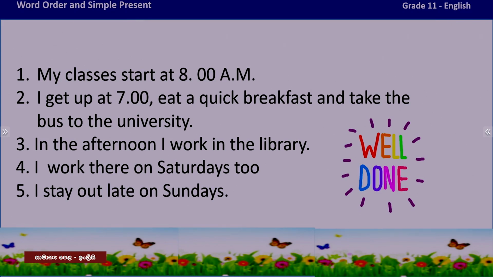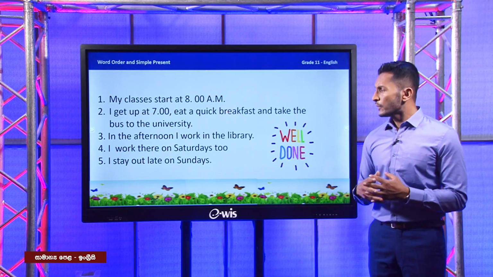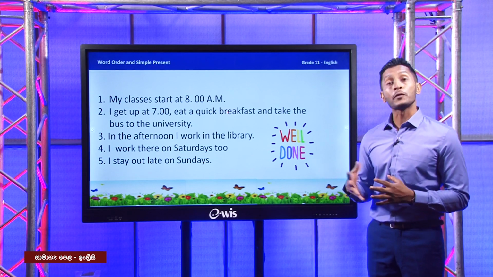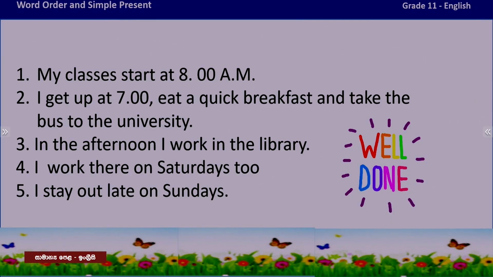The fourth sentence, I work there on Saturdays too. Again we have the verb work. Who performs the action? I. I work where? I work there. Here there refers to the library. I work there on Saturdays too. I have put the time phrase at the end of the sentence. You can also say, on Saturdays too, I work there.